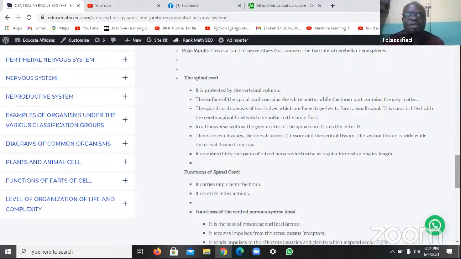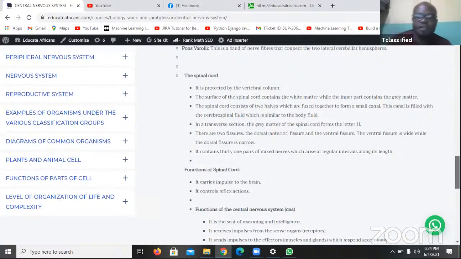And number two, it controls reflex action. So those actions that you do very quickly, reflex actions, are all controlled by the spinal cord. So those are the two major functions of the spinal cord: carrying impulse to the brain and controlling reflex action.